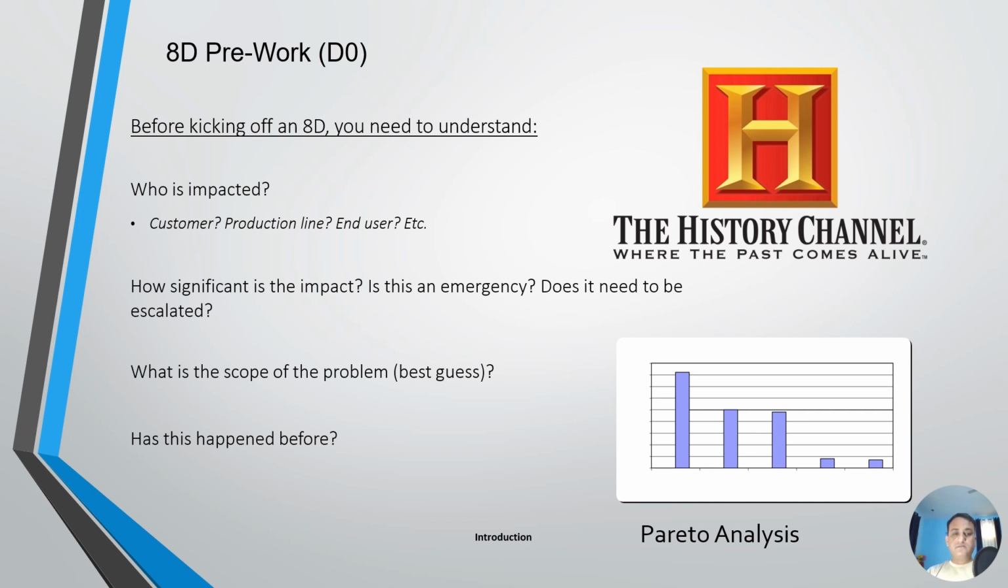As I said, the D0 is more about the pre-work. Pre-work here means collecting the historical data in terms of the number of defects, the area of defect, and what is the severity of the problem that is being faced in the process. So basically, who is impacted, how significant is the impact, and what is the scope of the problem, along with has this problem happened before or not. All this data is gathered during D0.